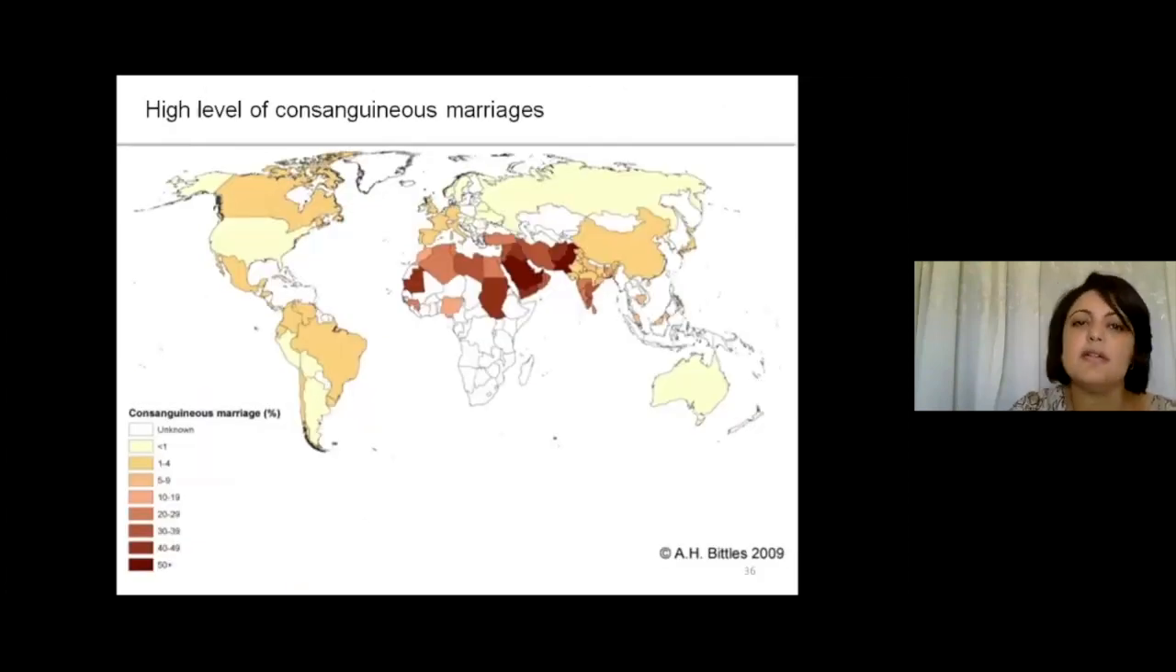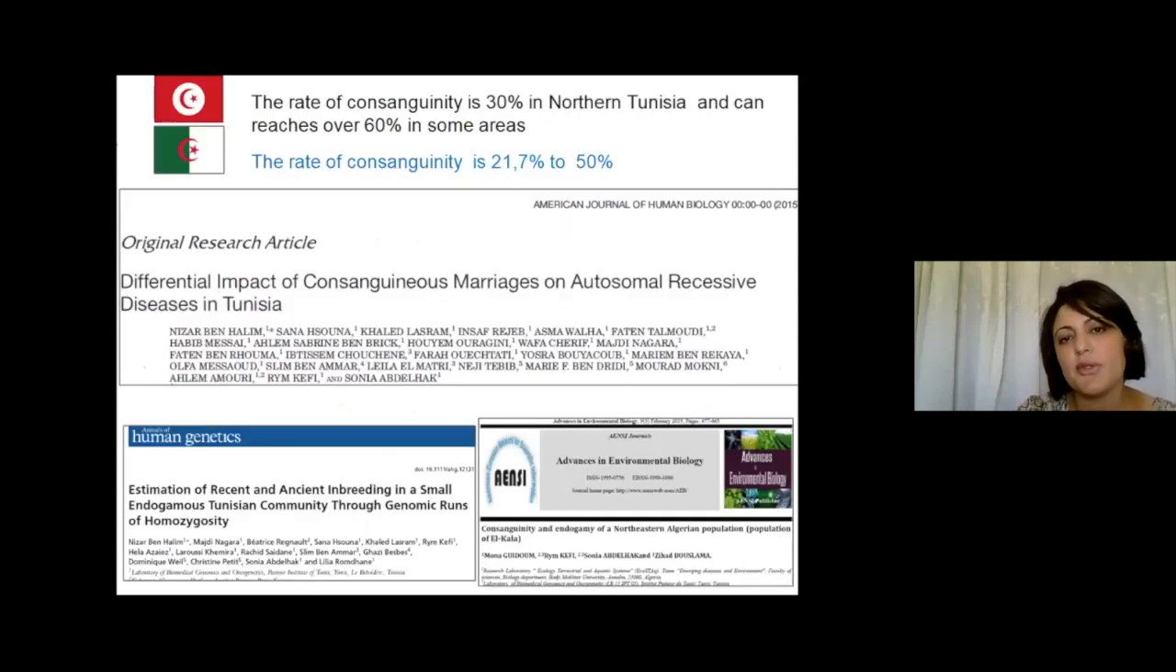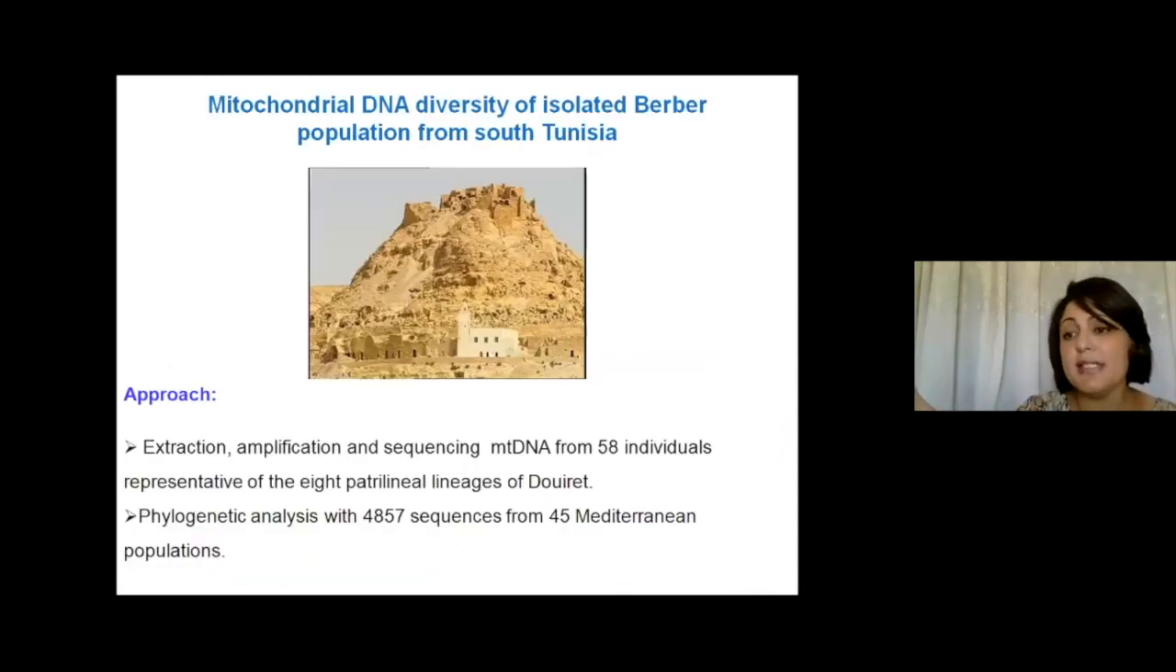Another particular aspect of North African countries is the high level of consanguineous marriages. Our recent studies showed that the rate of consanguinity in Tunisia is around 30% in northern Tunisia and can reach over 60% in some areas, in particular in the south of the country. We showed also that the rate of consanguinity is around 20% to 50% in Algeria. So this consanguinity impacts the genetic diversity of populations.